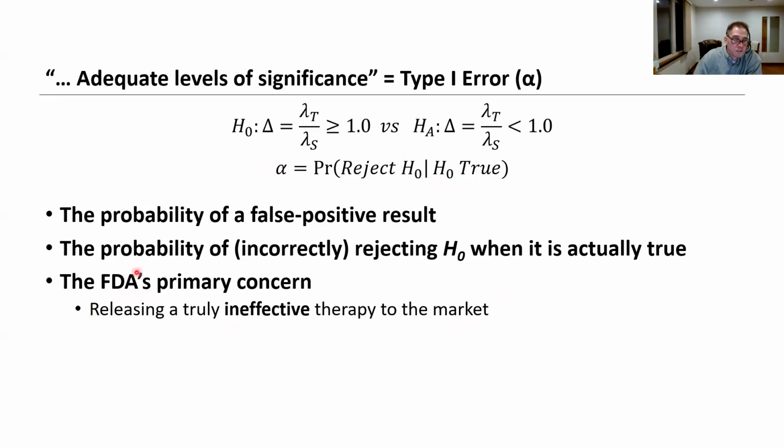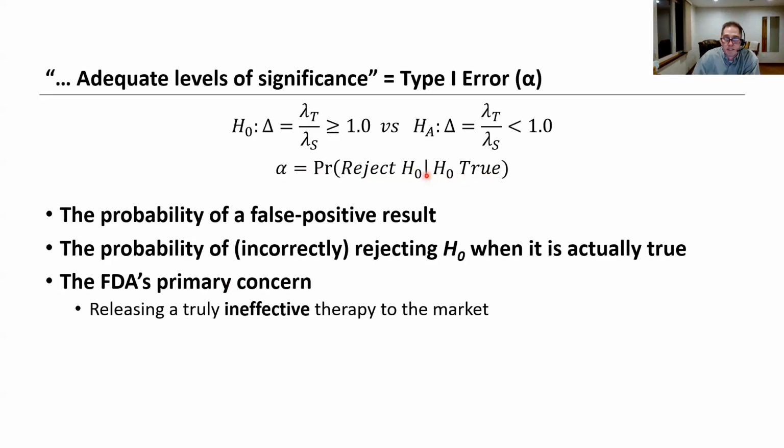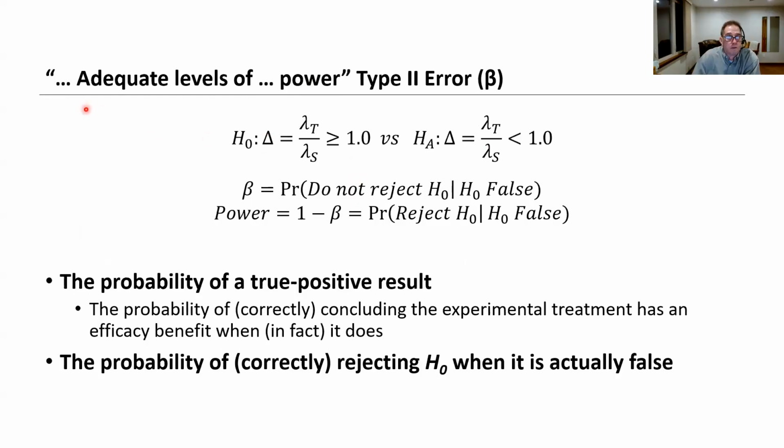The other part of the FDA's concern here is that they have to deal with multiple studies, whereas we're only dealing with one at a time. Okay, so type 1 error is usually a very small number, right? Because we want a very low chance of making this kind of a mistake. The other thing we need is an adequate level of power.